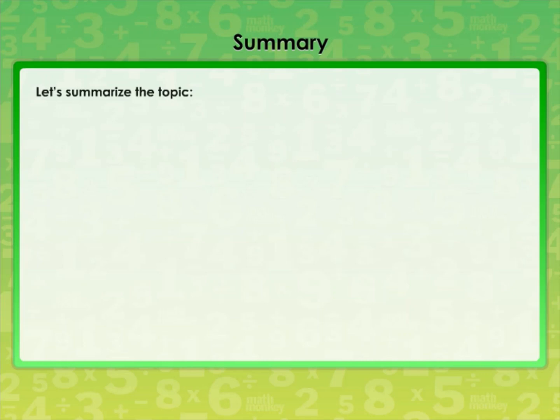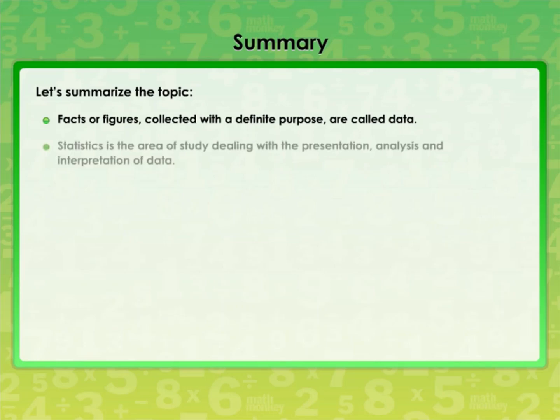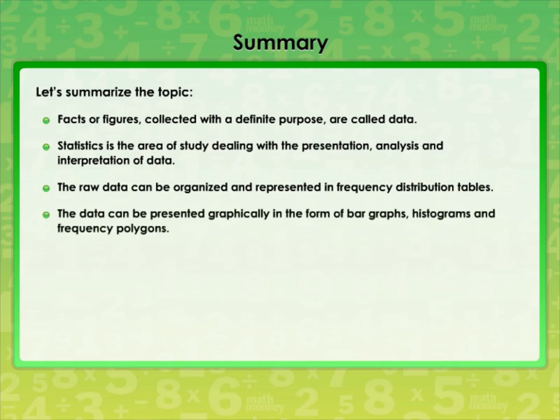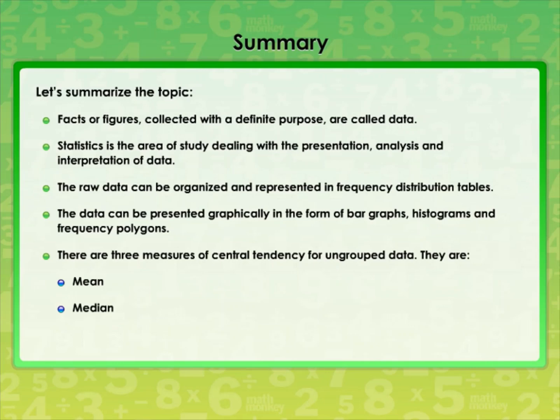Summary. Let's summarize the topic. Facts or figures collected with a definite purpose are called data. Statistics is the area of study dealing with the presentation, analysis, and interpretation of data. The raw data can be organized and represented in frequency distribution tables. The data can be presented graphically in the form of bar graphs, histograms, and frequency polygons. There are 3 measures of central tendency for ungrouped data. They are mean, median, and mode.